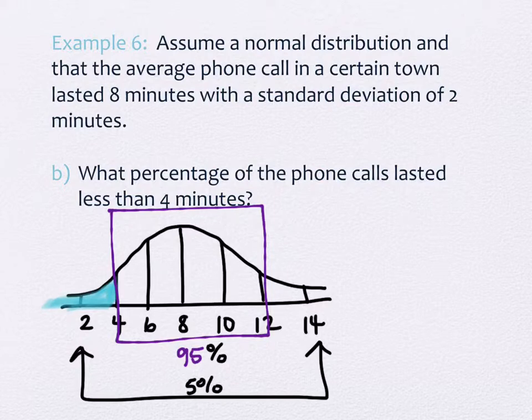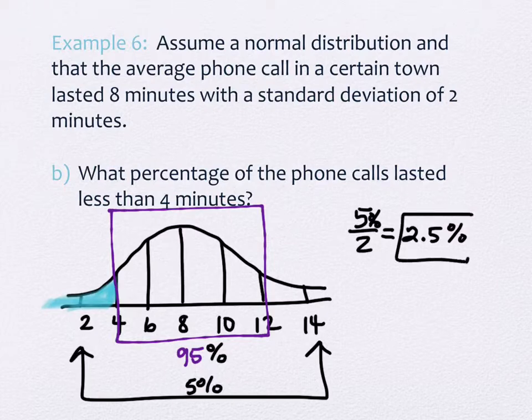No. It's 2.5. So why is my answer 2.5%? Yeah, I only have the first edge, the left-hand edge. I don't have both ending pieces, right? I just have half of them. So this is actually going to be the 5% divided by 2 to give me 2.5% of my data that is below 4 minutes.